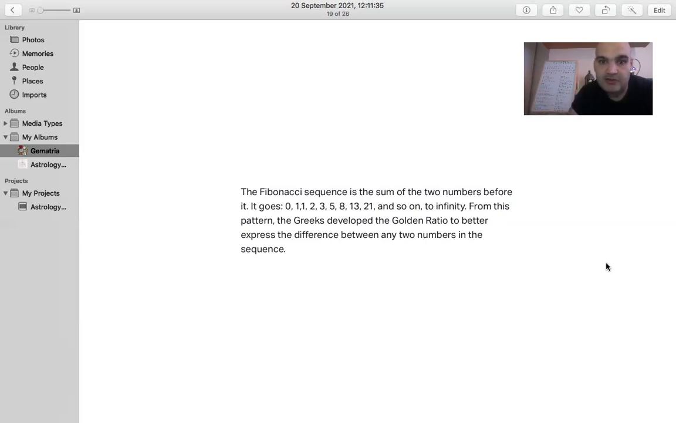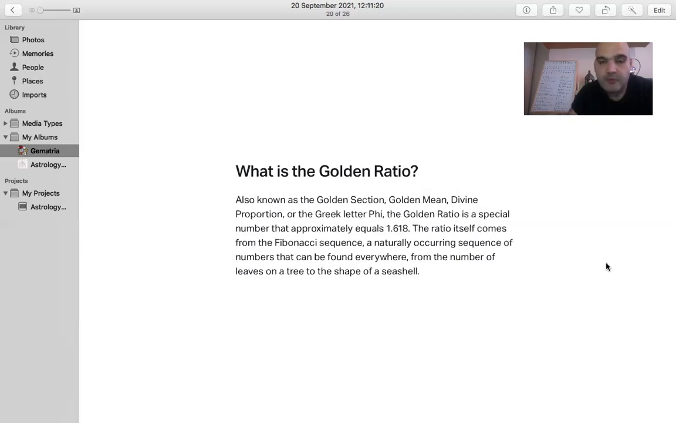From this pattern, the Greeks developed the golden ratio to better express the difference between any two numbers in the sequence. What is the golden ratio? Also known as the golden section, golden mean, divine proportion, or the Greek letter phi, the golden ratio is a special number that approximately equals 1.618. The ratio itself comes from the Fibonacci sequence, a naturally occurring sequence of numbers that can be found everywhere, from the number of leaves on a tree to the shape of a seashell.